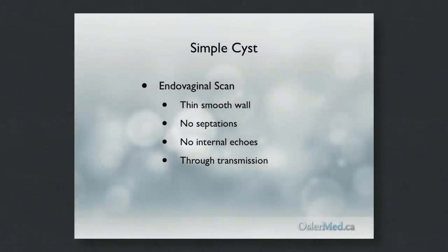So let's start then at the lower end of the spectrum, the simple ovarian cyst. Remember that no cyst is simple unless it's simple with the endovaginal probe. And what we're looking at to define a simple cyst is a thin, smooth wall, no septations, no internal echoes, and through transmission. So here's an example of a simple cyst.